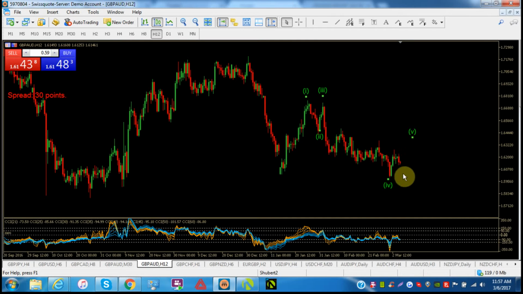So it doesn't really matter at this point whether this was the end of the wave 3 and then this was a 4 up and then a 5 down to end this trend, or whether this is the end of the 3 right here. We're going to go up for wave 4 and then come up here and then go down for wave 5, which is how I currently have this labeled. So it doesn't really matter.